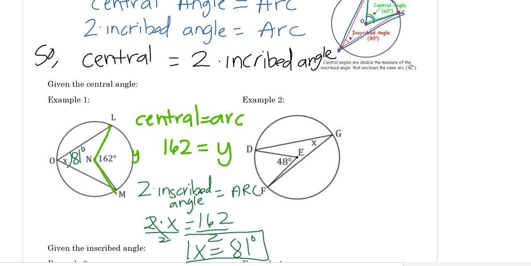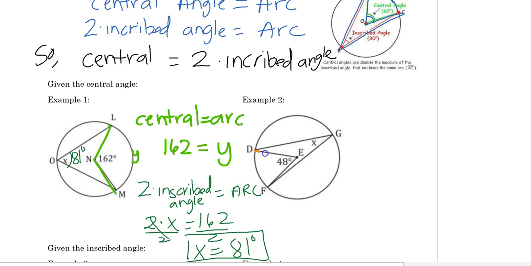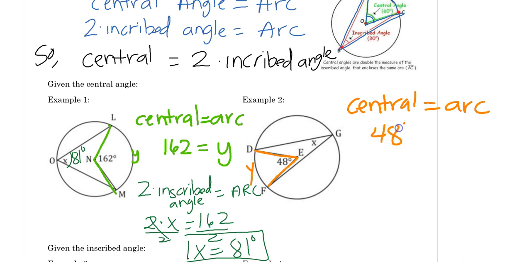So let's look at example number 2. Again, we see that we have a central angle. So again, central angle is 48. A central angle is equal to its arc. So I'm going to use a Y again. I'm going to say that our central angle is 48 degrees. Therefore, our Y is also 48 degrees. Central angle is equal to arc.